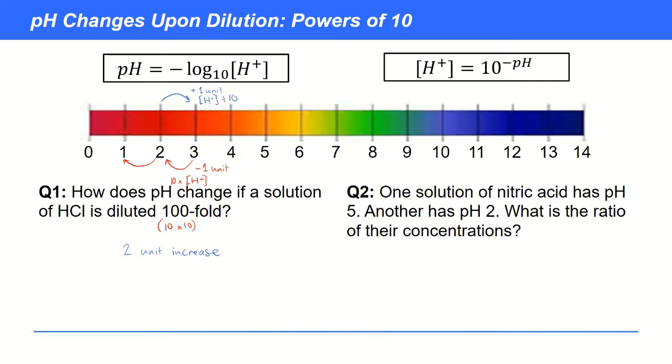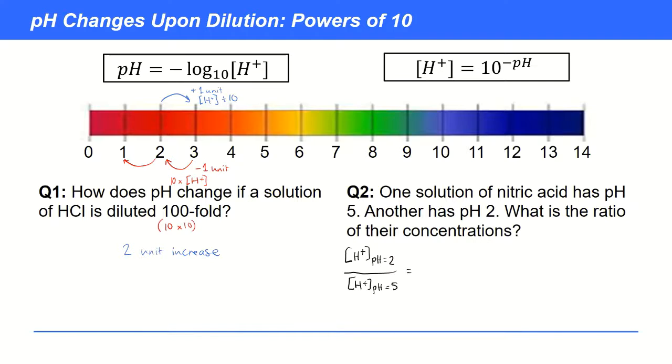Question 2. One solution of nitric acid has a pH of 5, the other has a pH of 2. So we've got a difference between pH 5 and pH 2. What is the ratio of their concentrations? We can write this ratio in different ways, but one way is the H plus concentration at pH 2 divided by the concentration of H plus at pH 5.